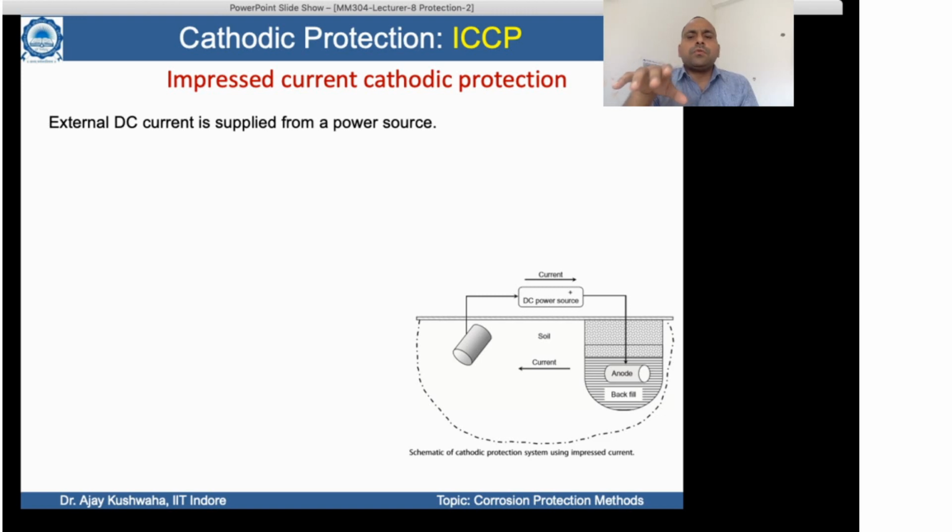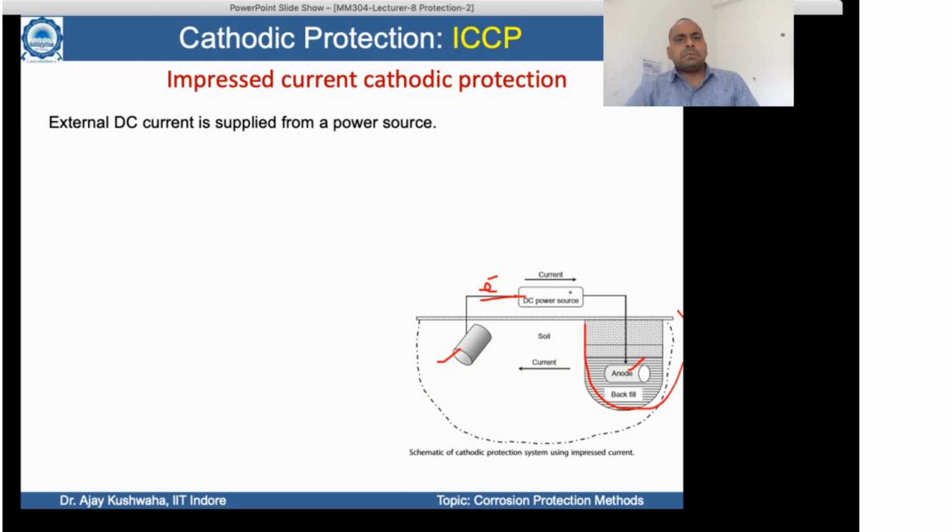Here, what we are going to do is apply an external power supply. You can see the figure. Let's say this is the material which we want to protect. Here you can see the anode, filled with backfill. They have designed it very properly. This backfill is there, then this is the anode, and this is the material which we want to protect. So we just connect with the DC power supply. What we are doing, basically, is supplying electrons to the system, electrons to the metal.